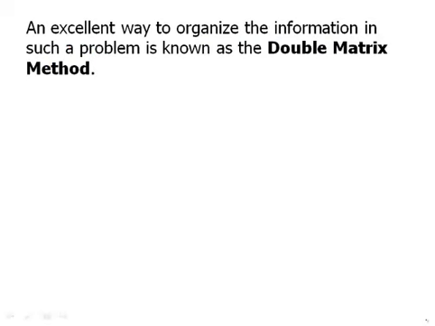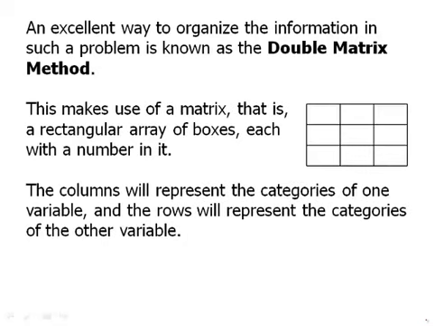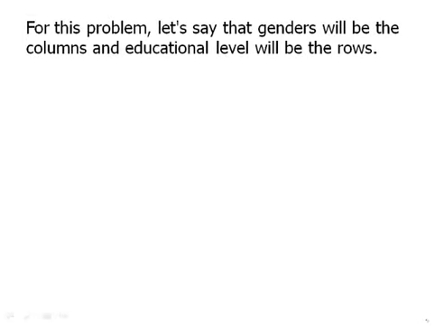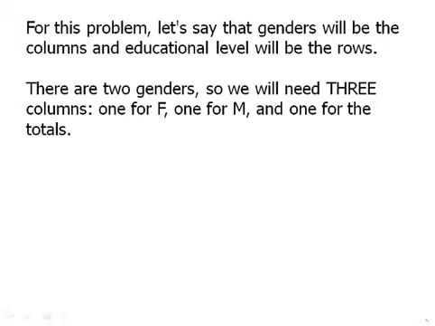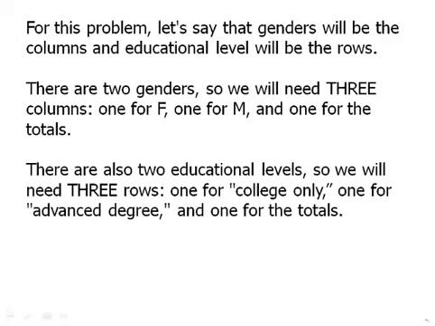An excellent way to organize the information in such a problem is known as the double matrix method. This makes use of a matrix that is a rectangular array of boxes, each with a number in it. The columns will represent the categories of one variable, and the rows will represent the categories of the other variable. For this problem, let's say that gender will be the columns, and education level will be the rows. So here's the tricky part. There are two genders, so we will need three columns, one for female, one for male, and one for the totals, male plus females. There are also two education levels, so we will need three rows, one for college only, one for advanced degree only, and one for the totals.